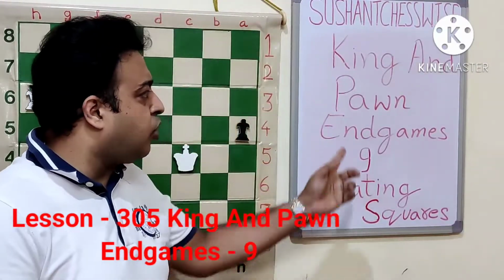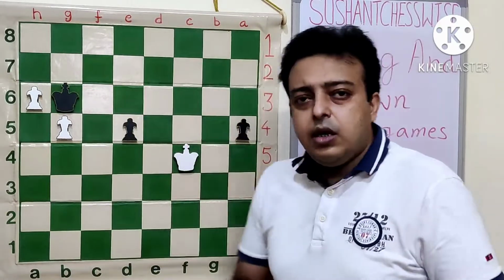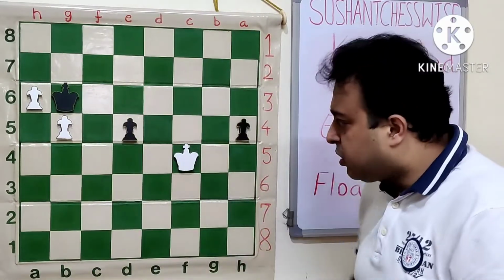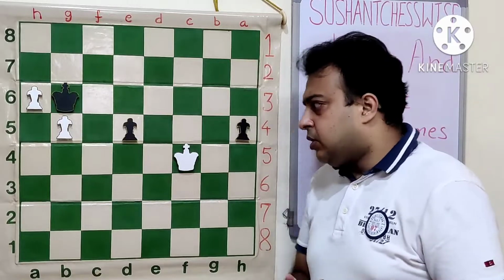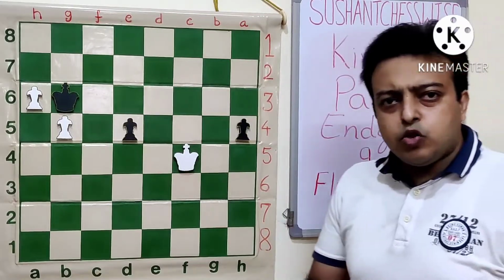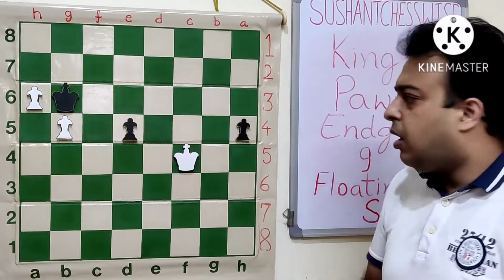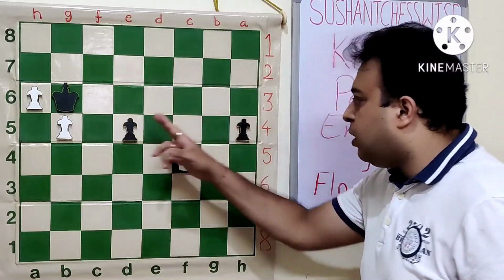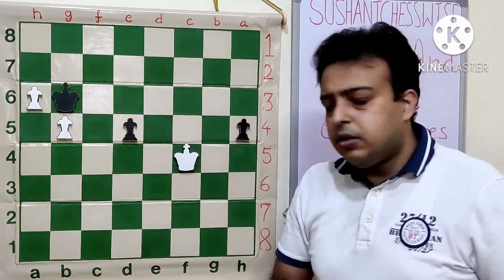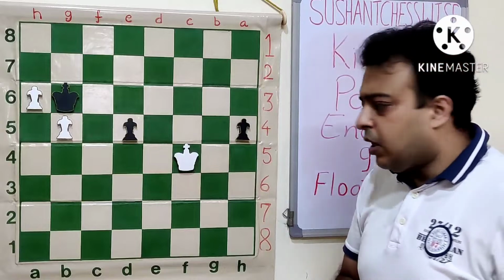Today we are at the next topic, that is the king and pawn endgames. We are at the 9th lesson of the topic and we are going to discuss the floating squares. So the rule says: a square whose edges are occupied by the pawns on the same rank. So let's see what it means.